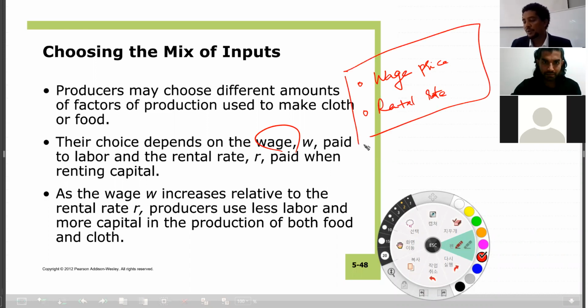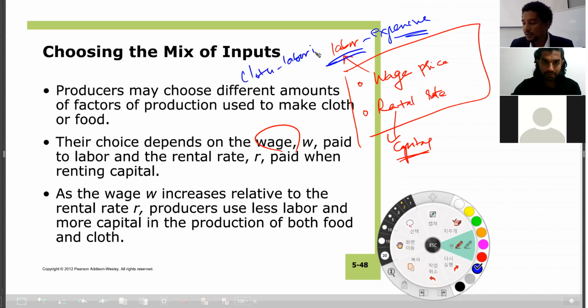I'll give you a simple example. If wage is for labor, and this is for capital, this will determine how much of a product a company will produce. So, for example, if the labor is very expensive, what do you think? Whose production will decrease? Clothes or food? Okay, clothes production will decrease, right? Because we have said clothes production is labor intensive, right?